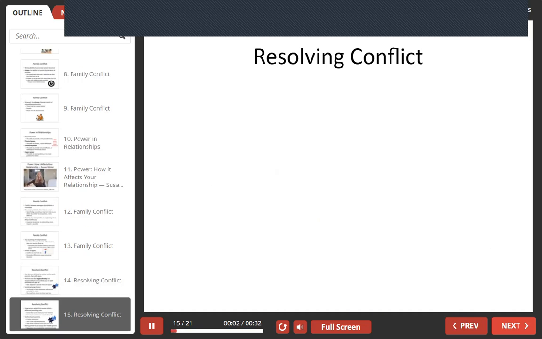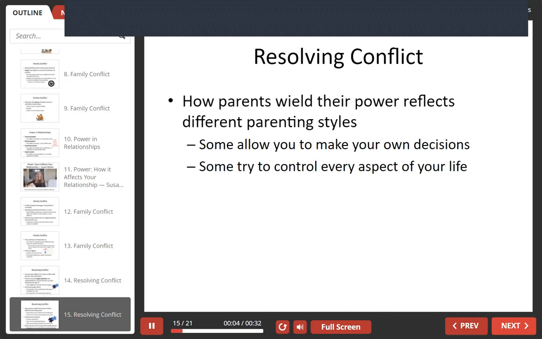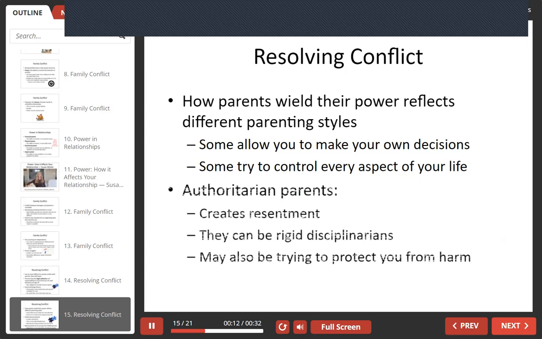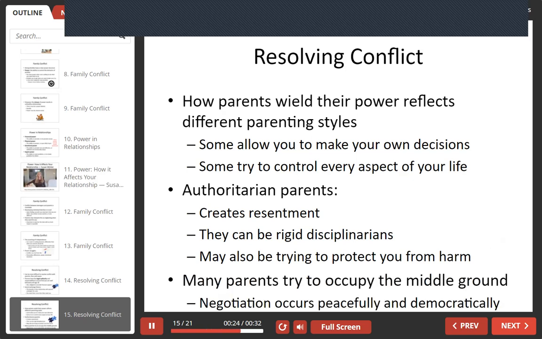So how parents wield their power reflects different parenting styles. Some allow you to make your own decisions, whereas some try and control every aspect of your life. Authoritarian parents can create resentment. They can be rigid disciplinarians, and they may also be trying to protect you from harm, but sometimes it's difficult to see that. And many parents try to occupy the middle ground. This is where negotiation occurs peacefully and democratically.